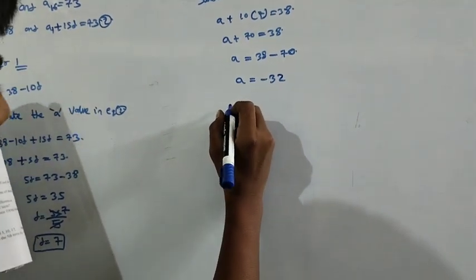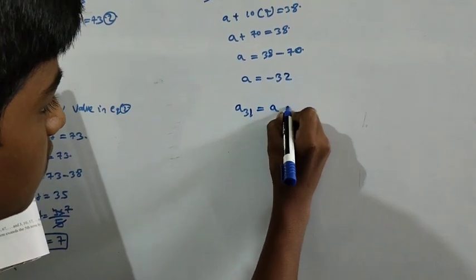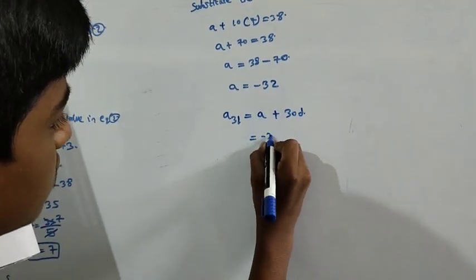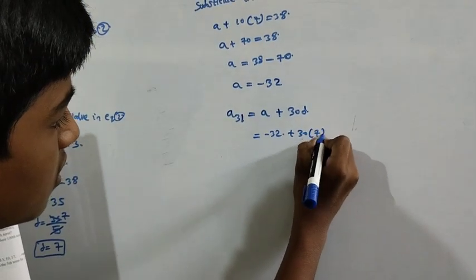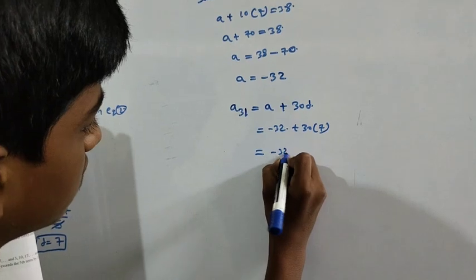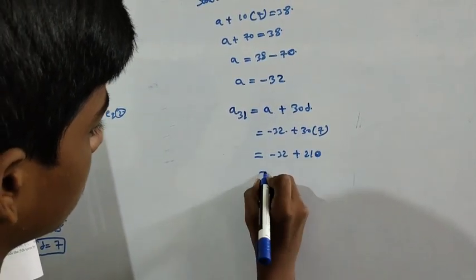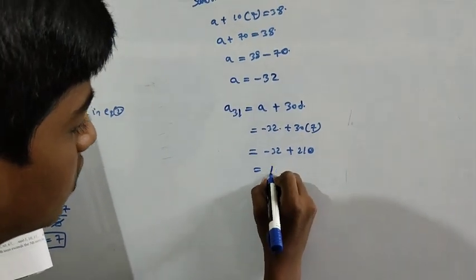They ask for the 31st term of the AP. The 31st term is equal to a plus 30d. a is minus 32, d is 7. Minus 32 plus 7 into 30, which is 210. 210 minus 32 is 178.